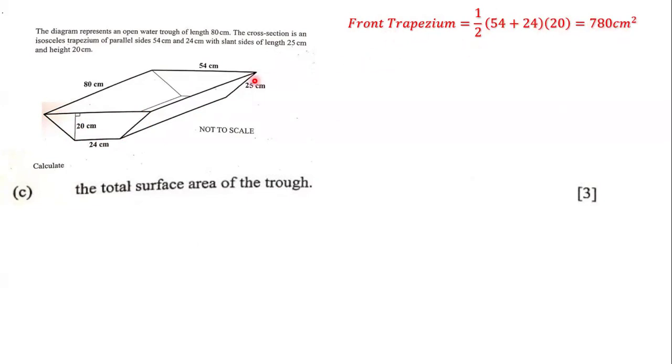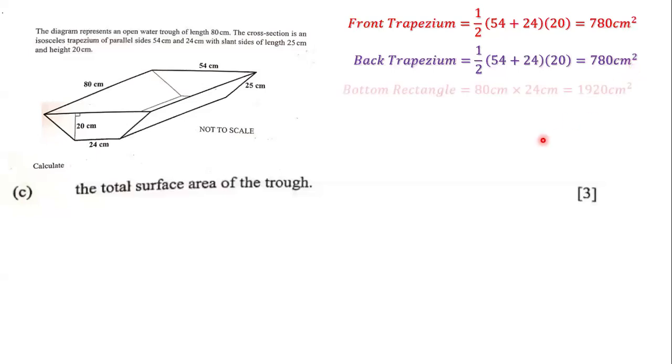Now we need to figure out the area of the back trapezium. The area of a trapezium is half (A plus B) times height. A is 54 centimeters. B is the length at the bottom, and that is 24 centimeters. So we have 54 plus 24, and the height is still 20 centimeters. And so the area of the front trapezium and the area of the back trapezium are the same. It's 780 centimeters squared.